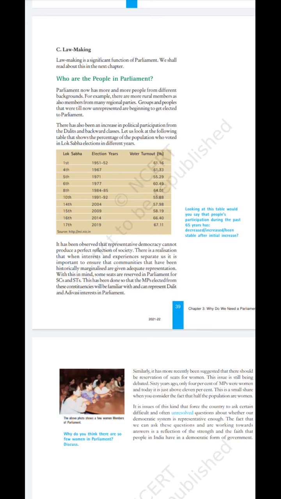It has been observed that representative democracy cannot produce a perfect reflection of society. There is a realization that when interests and experiences separate us, it is important to ensure that communities that have been historically marginalized are given adequate representation. With this in mind, some seats are reserved in Parliament for SCs and STs. This has been done so that the MPs elected from these constituencies will be familiar with and can represent Dalit and Adivasi interests in Parliament.